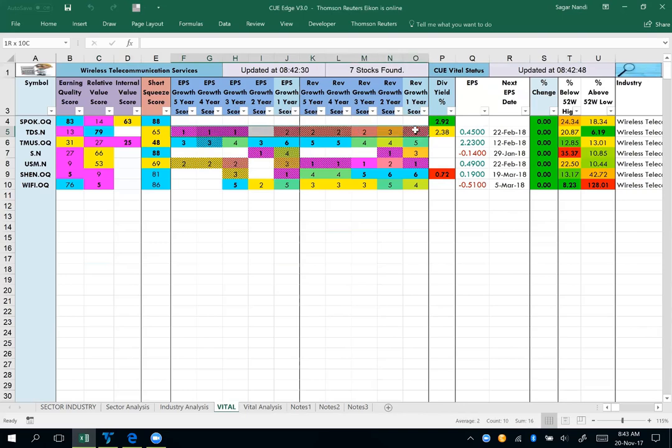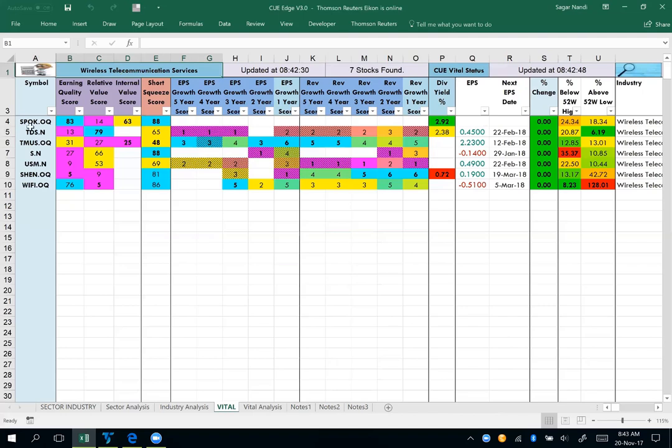Growth is not good, but that is fine. We don't expect optimal valuation and strong growth at the same time. It pays a reasonable dividend of 2.38%. So TDS is one of the best valued stocks in this industry, wireless telecom services, which was weak for a long time but is strengthening very fast.